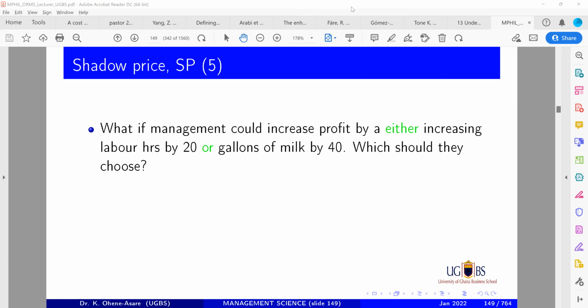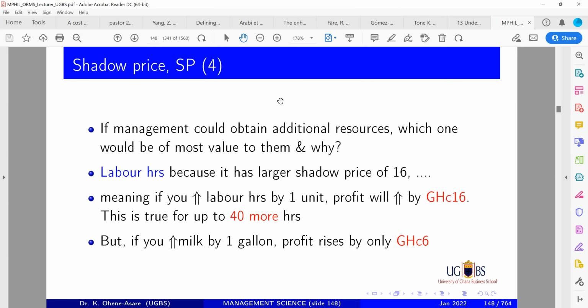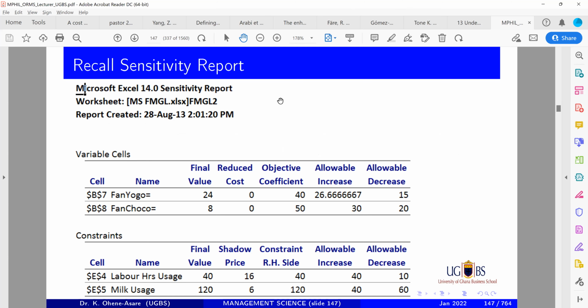Should they increase the labor hours by 20 or the gallons of milk by 40? Which should they go for? And why are you answering that way?